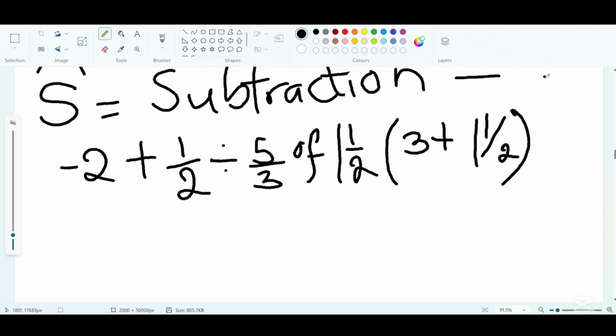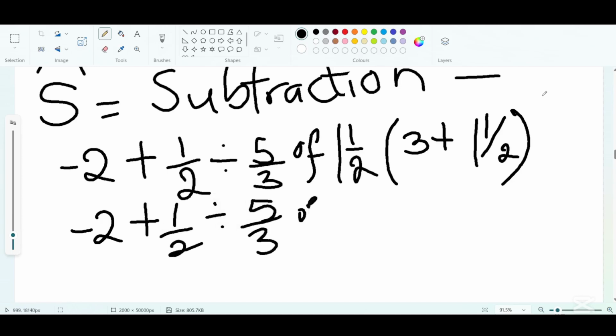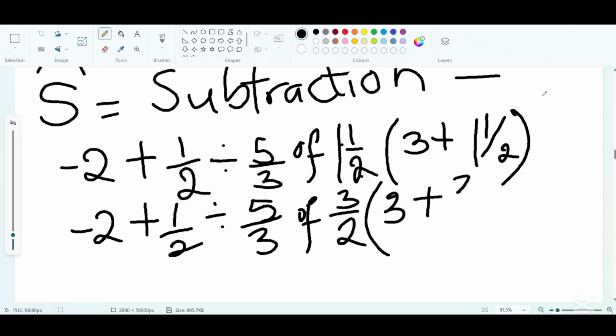And whenever we are doing mathematics, even if we have not touched the other parts, we still need to write them down. So we write this one down: minus 2 plus 1 all over 2 divided by 5 all over 3 of 2 times 1, 2 plus 1, 3 all over 2. We will not touch anything here until we are done with the brackets. So this is going to be 3 plus 3 all over 2.